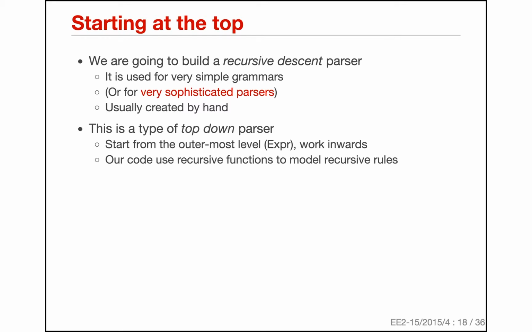The kind of parser we're going to build now is what's called a recursive descent parser. It's used for very simple grammars or occasionally for very sophisticated grammars. For example, hand-tuned C++ parsers might be recursive descent. This is an example of a top-down parser, so we start at the most complicated thing, and then we recursively expand it until we hit the leaves, which are the terminal tokens themselves. Later on, we'll see bottom-up parsers, which work from the tokens towards the roots.